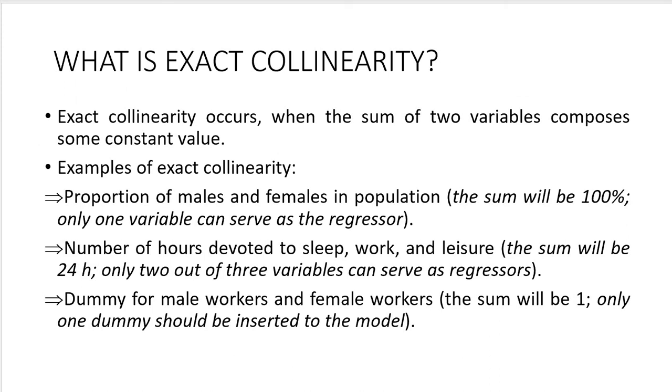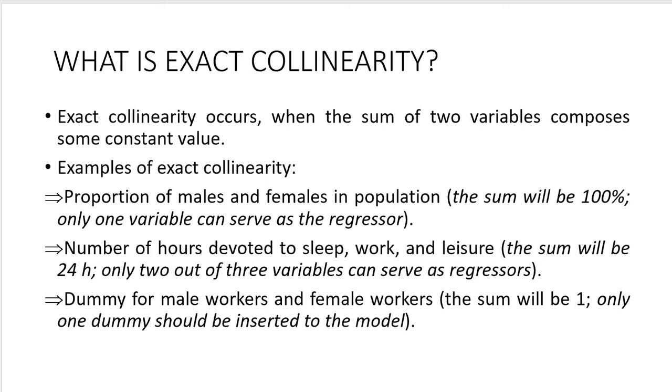Exact collinearity occurs when the sum of two variables composes some constant value. For instance, you can think about proportion of males and females in population. The sum will always be 100. That's why only one variable can serve as the independent variable. Number of hours devoted to sleep, work, and rest. Again, the sum will always give you 24 hours. Only 2 out of 3 variables can be included to the regression model.